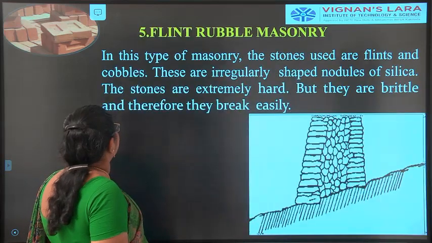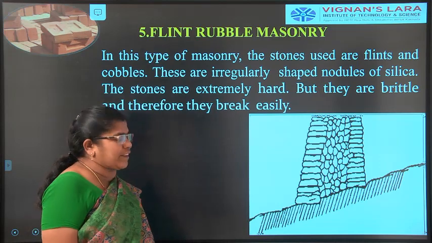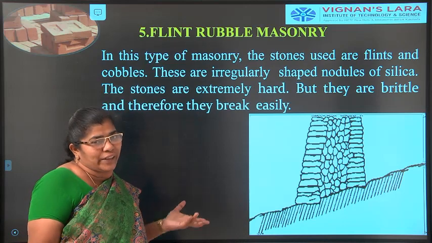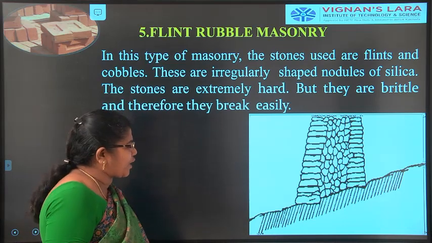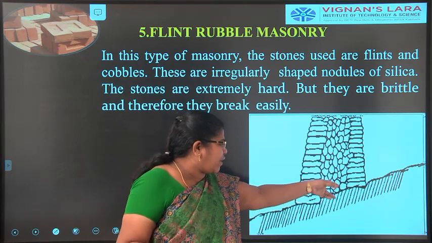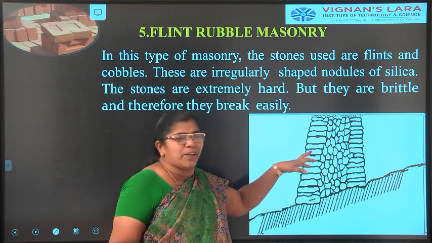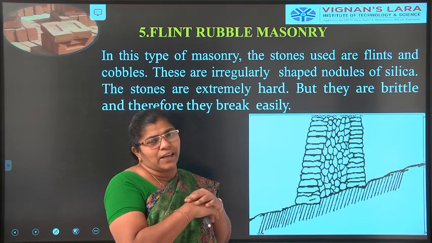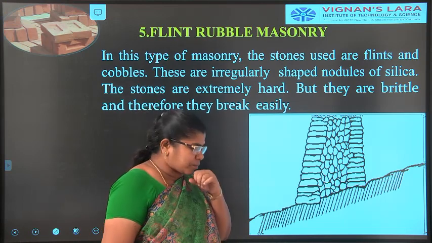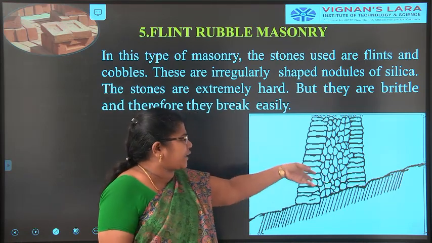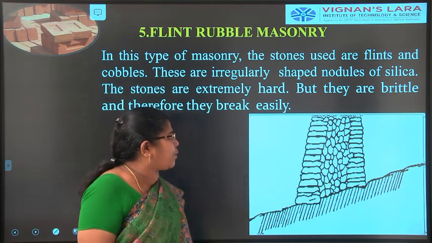The next one is the flint rubble masonry. This flint rubble masonry is mainly made up of pebbles and flint. Pebbles are rounded particles which will be filled inside, and the flint will be roughly dressed particles of almost uniform sizes, and we will be using it in the outer layer, and the pebbles will be filling it.